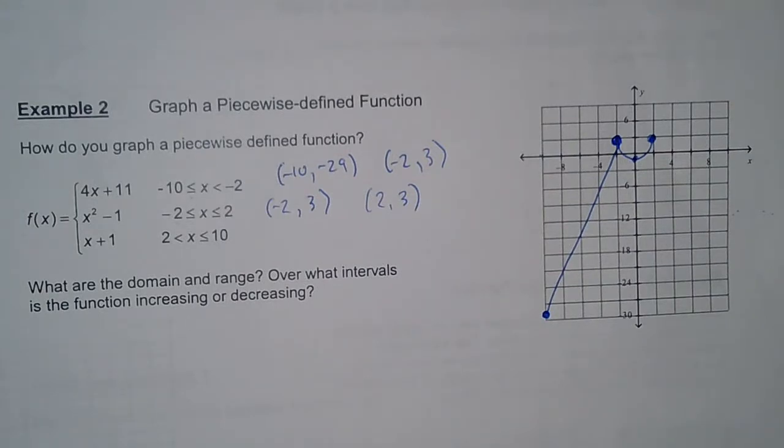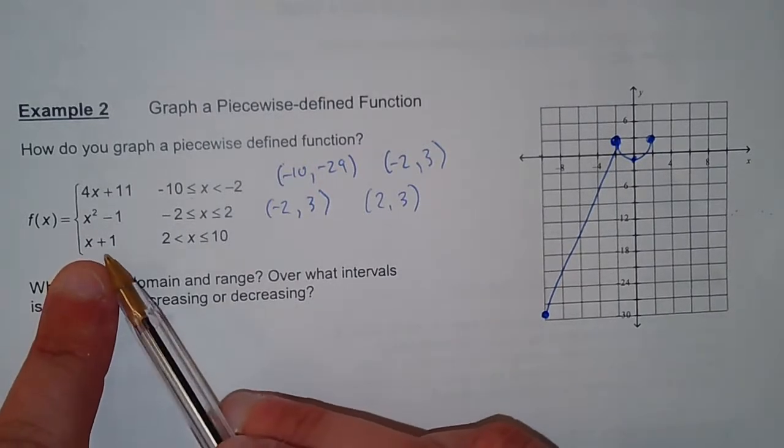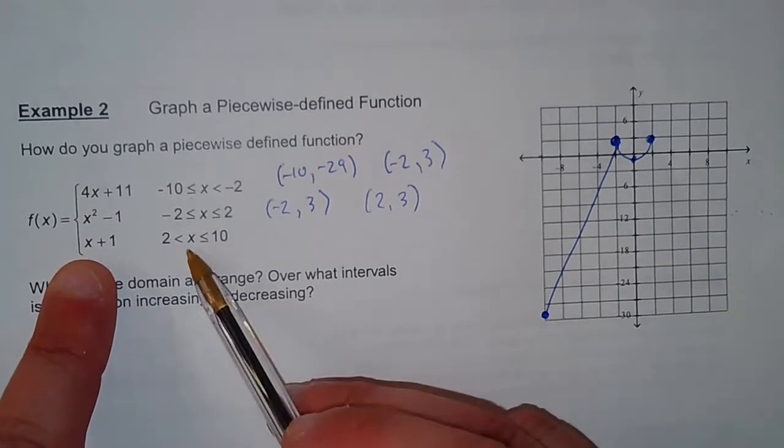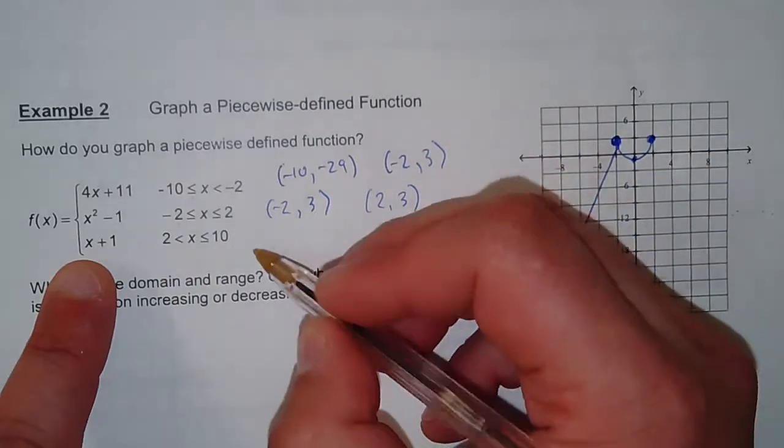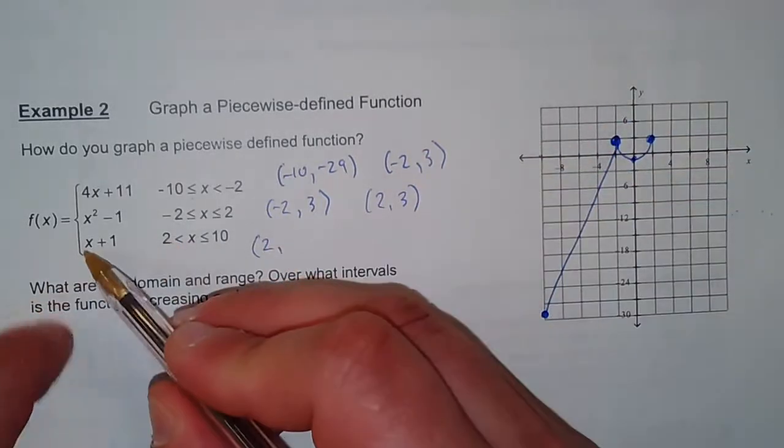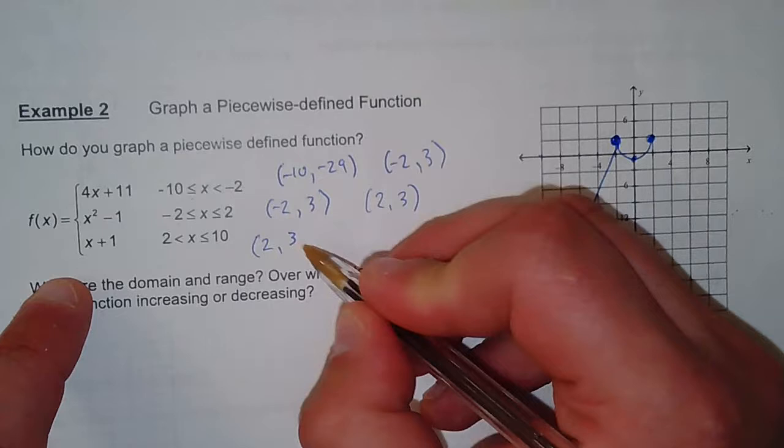All right, so now we've done 2 of the 3 pieces. We move on to the last one. Once again, you look at it, you're like, okay, that's linear. So I'll do it the same way I did the first linear problem. I'm just going to plug in the numbers. So what happens when I plug in 2? 2 plus 1 is 3.